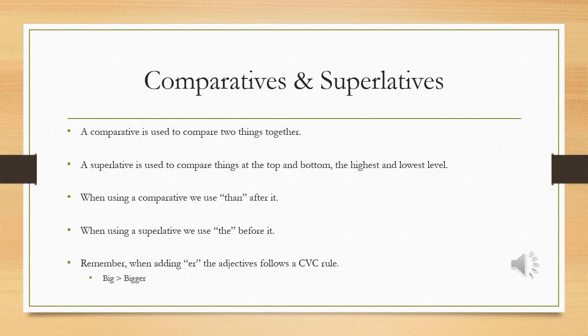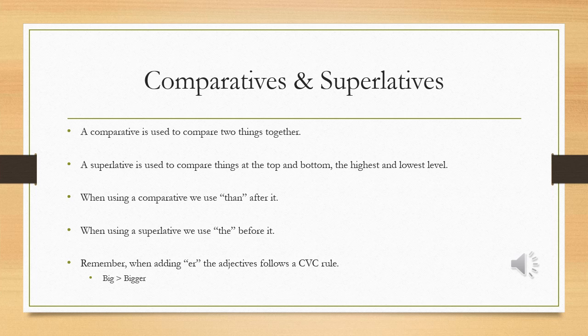Okay, but a superlative is used to compare the things at the top and the bottom, or the highest and lowest level. So if we're using a comparative, we have to use the word than after it. And if we're using a superlative, we have to use the before the superlative. And remember, when you're adding an ER, adjectives always follow the CVC rule. So what's the CVC rule?